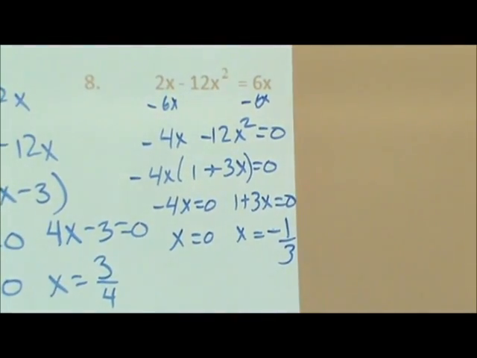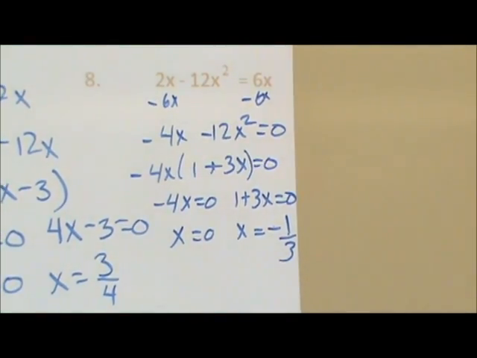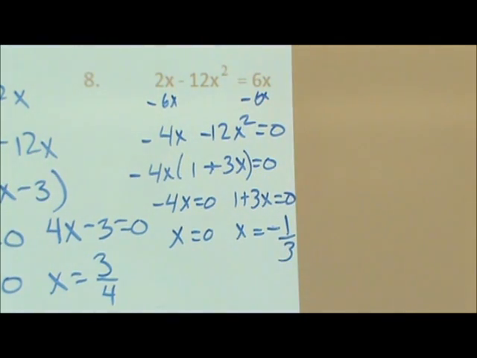I decided to move that 6x over, even though the x squared's not first this time, just to show some variation. Then I do my GCF factoring. I pulled the negative out, but I didn't have to. If you pulled out 4 or negative 4 for the x, you still would have had the same answer in the last step: x equals negative 1/3 and x equals 0.